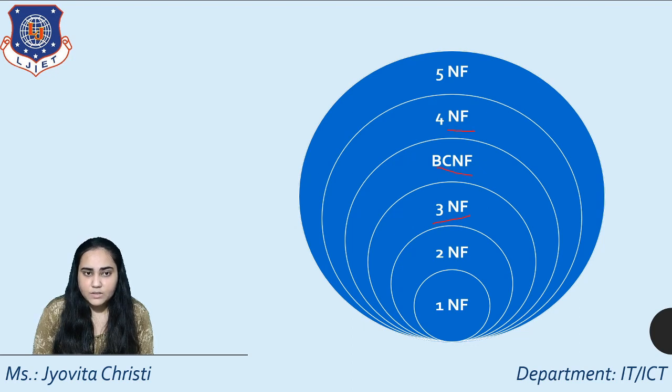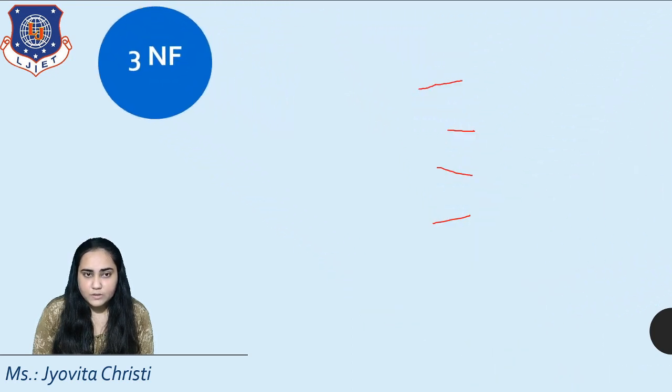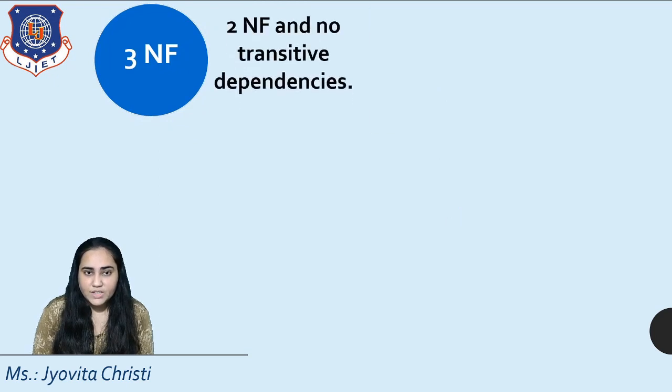So let's go ahead and see what 3NF is. 3NF stands for the third normal form. Here the condition is that the relation should be in 2NF. That means the relation should be in the second normal form and there should be no transitive dependencies.